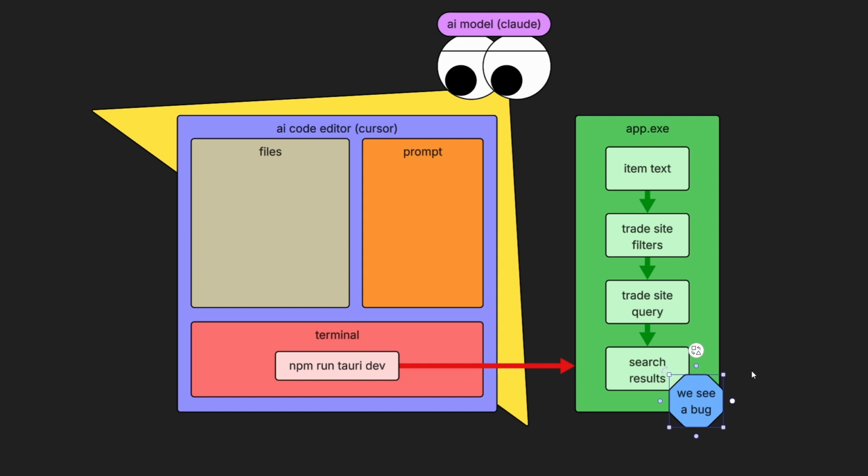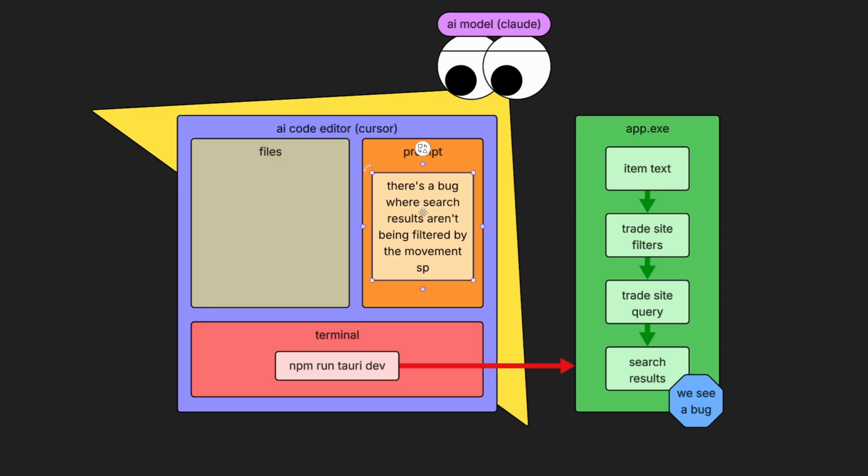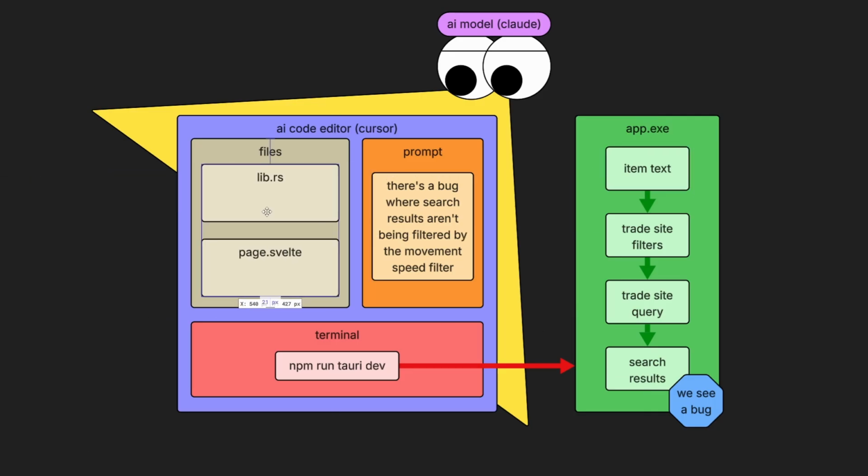We said to filter for boots with movement speed, and we got back some boots without movement speed. So naturally at this point we could say in a prompt, there's a bug where search results aren't being filtered by the movement speed filter. And the problem with this is that Claude can't see our running app. It doesn't know what item text we put in, and it can't see the filters, the query, or the search results. So it's going to look through what it can see, which is our source code, and it's going to do its best to come up with a fix.